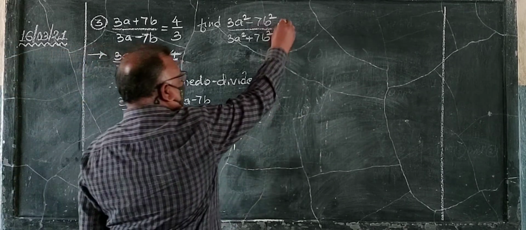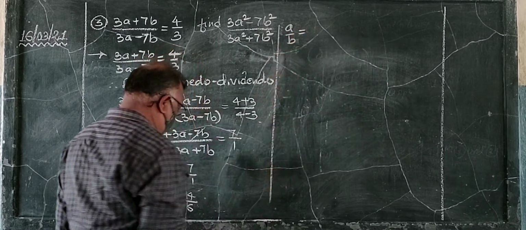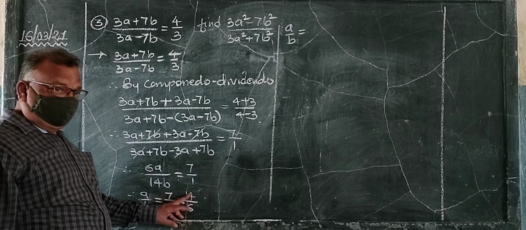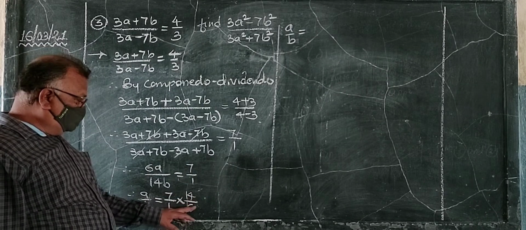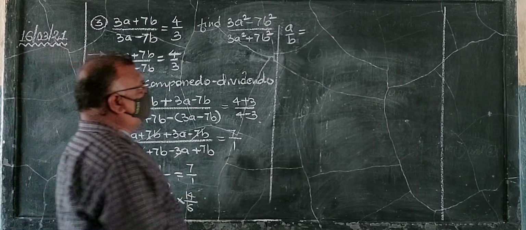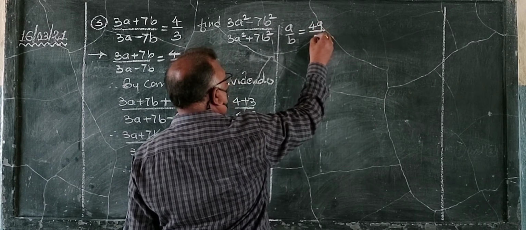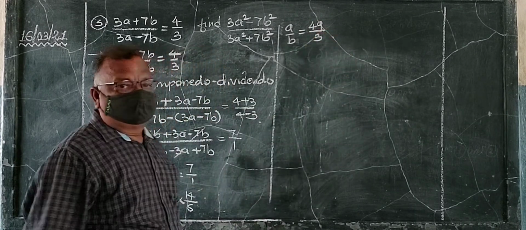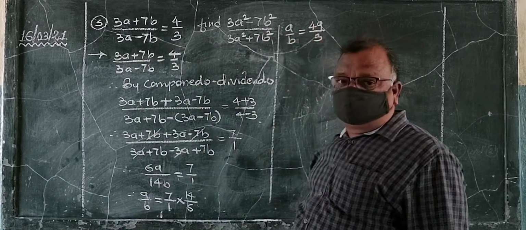Therefore, a/b is equal to 7/1 multiplied by, cross multiply, 14/6. And then what we get here is very interesting. Therefore, a/b is equal to 14/6. Seven twos are 14, three twos are 6. So in the numerator, 7 into 7 we get 49, and in the denominator we get 3. We got a/b is equal to 49/3.